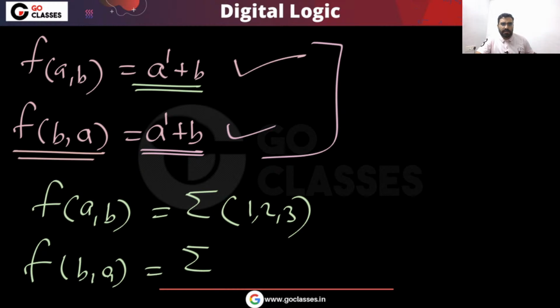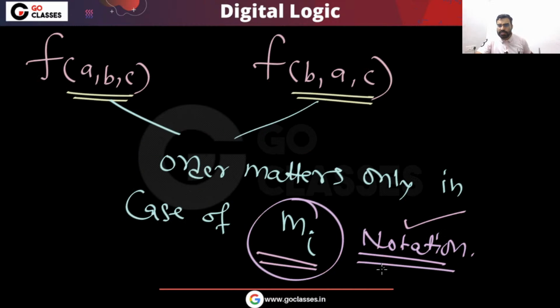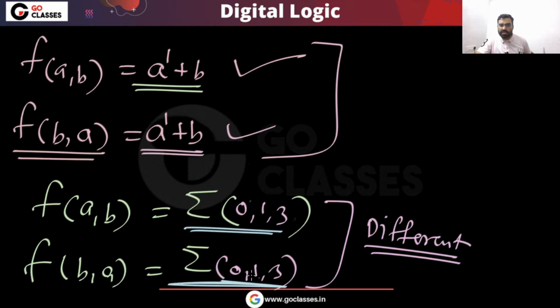But remember, if I say f(A, B) is equal to sum of minterms 0, 1, 3, and here if I say 0, 1, 3 with the order swapped, now tell me, are they the same? Here these are the same, but here they are different. Is this clear? Only in this notation, when you write the minterm notation, the order matters.